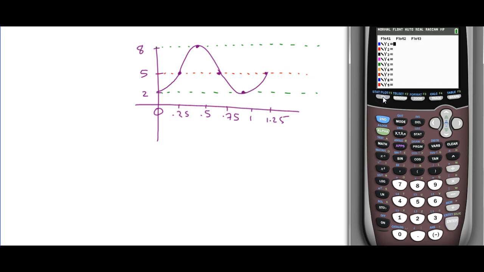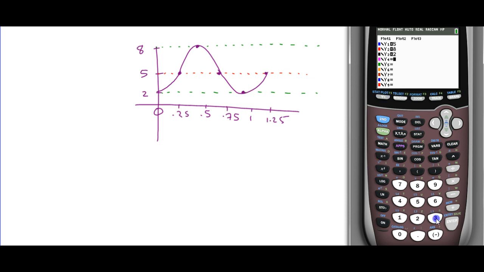And I'm going to graph 3 things. I'm going to graph 5 because that's the midline. I'm going to graph 8 because that's the max. I'm going to graph 2 because that's the min. So I'll draw those 3 lines: the midline, the maximum, the minimum. Okay, and then we'll plot our y equals.